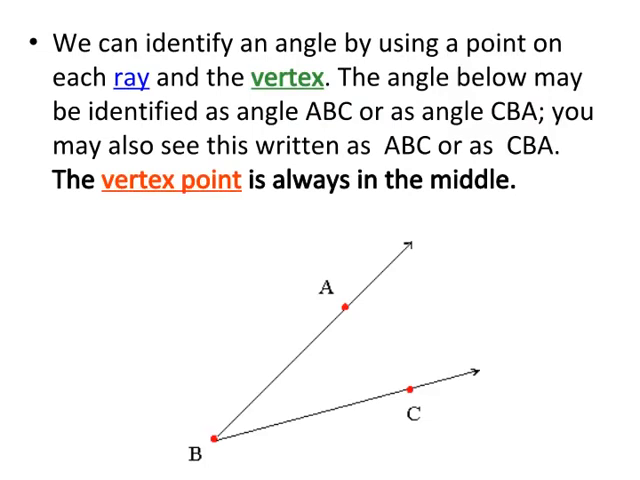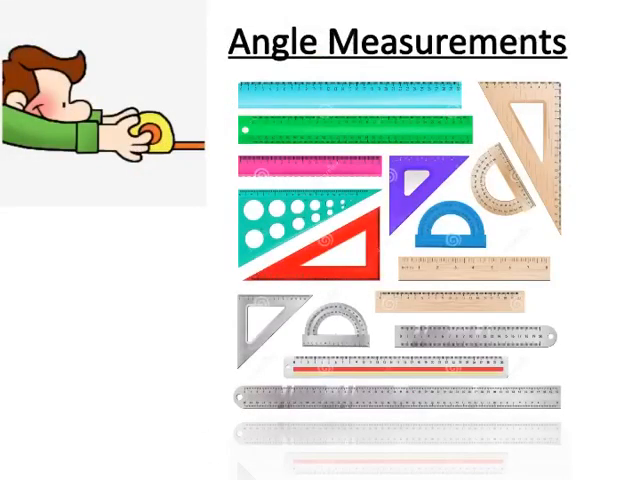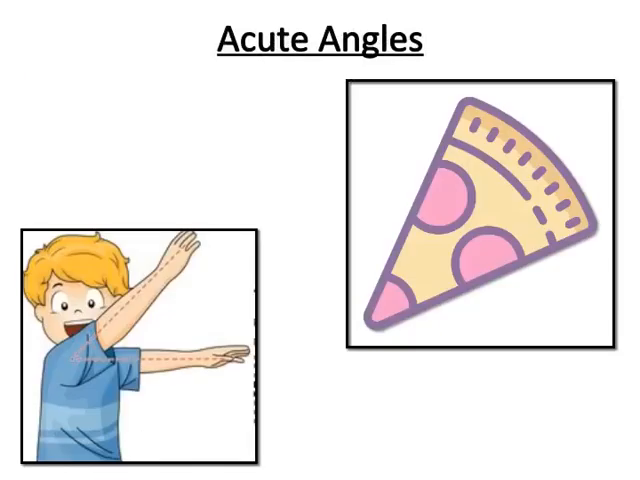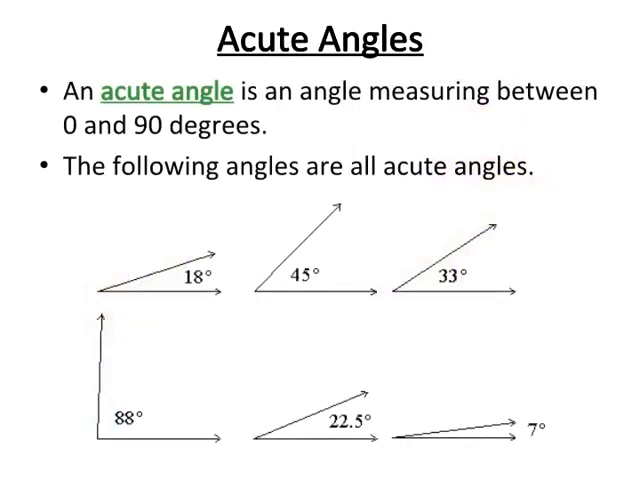You may also see this written as ABC or as CBA. The vertex point is always in the middle. Angle measurements. We measure the size of an angle using degrees. Here are some examples of angles and their degree measurements. Acute angle. An acute angle is an angle measuring between 0 and 90 degrees. The following angles are all acute angles.